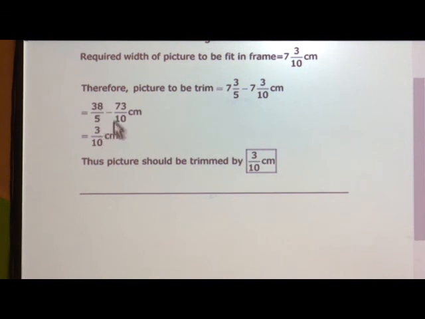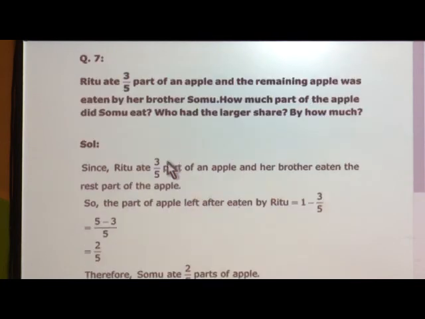Because the operation is subtraction, after subtracting we get the answer as 3/10 centimeter. The picture should be trimmed by 3/10 centimeter. In short, we can say it is 0.3 centimeter. You know that when the denominator is 10 or 100, we can write it in the form of a decimal.